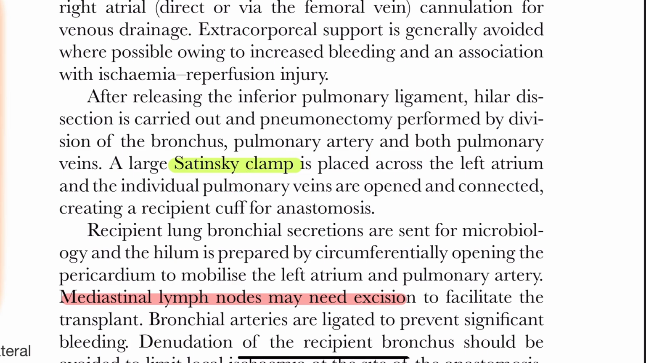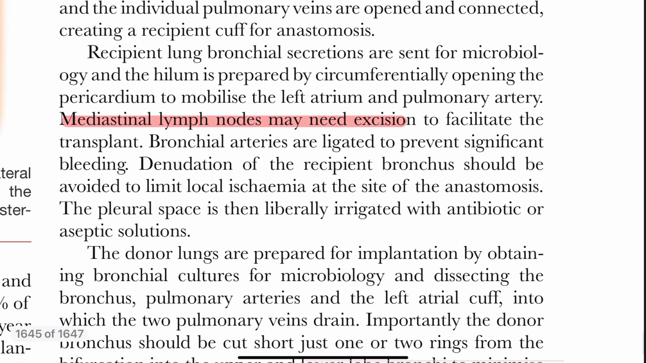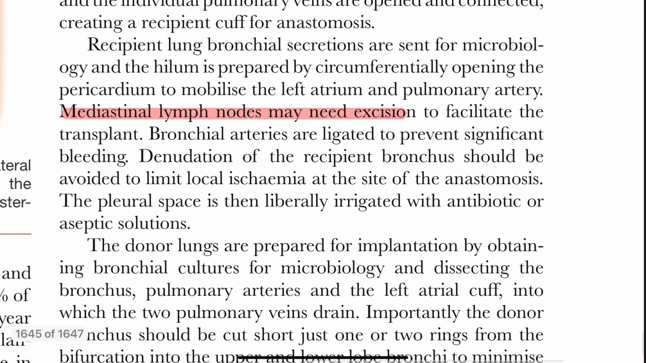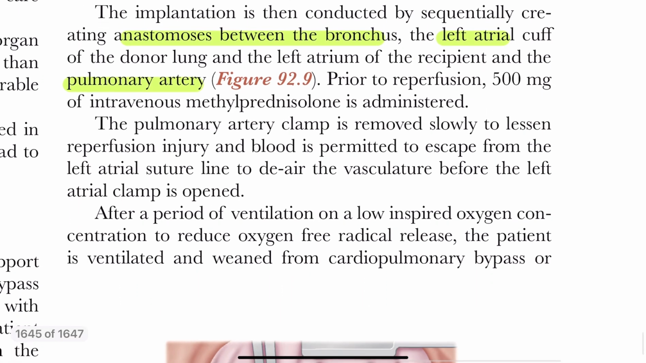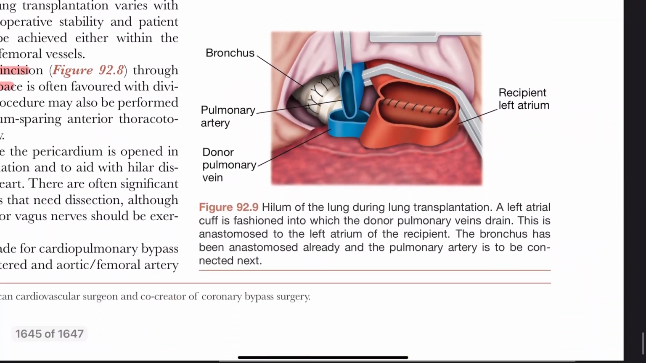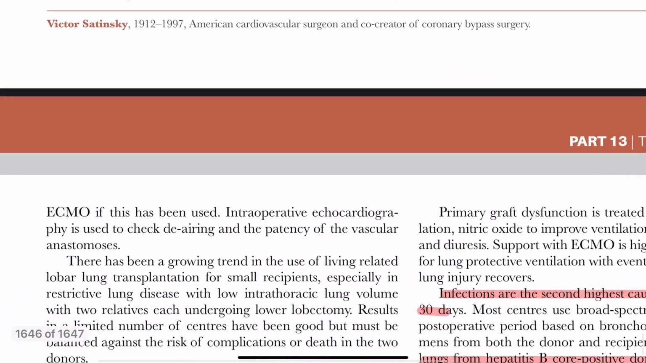It is placed along the left atrium, and during this transplant surgery you need to excise the mediastinal lymph node. Then anastomosis between the bronchus, then left atrium, and then pulmonary artery. So the order of transplant will be bronchus, left atrium, and then pulmonary artery, from behind to front. So this is showing the anastomosis.